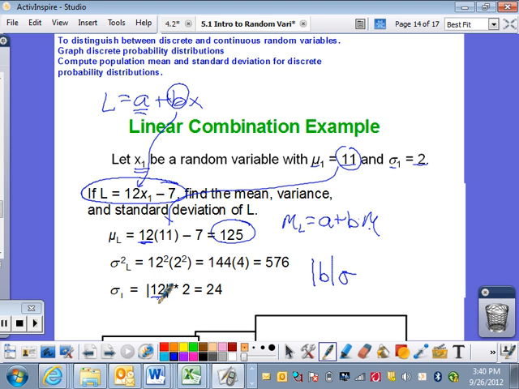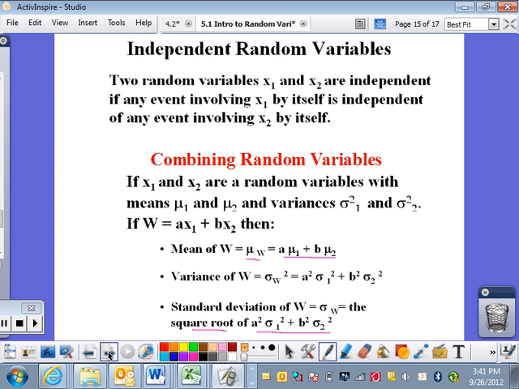So then it's just the absolute value of 12 times 2, which is 24. Either way, you would end up getting the same standard deviation. So that's the idea of that problem. And then they also have two variables. So this would be the next one down.